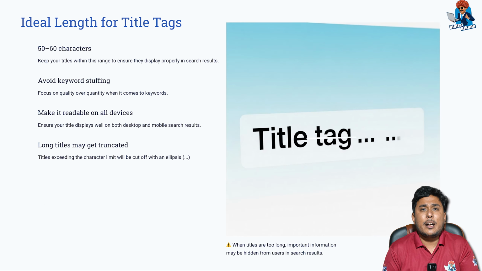Keep your title tag under 60 characters. Google typically displays the first 50 to 60 characters in search results. Anything beyond that may get cut off, especially on mobile devices.